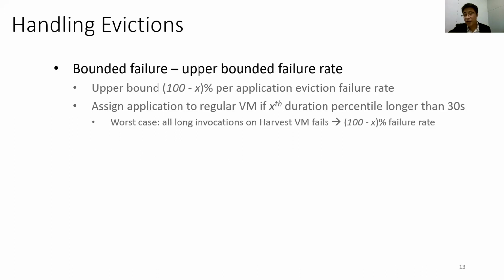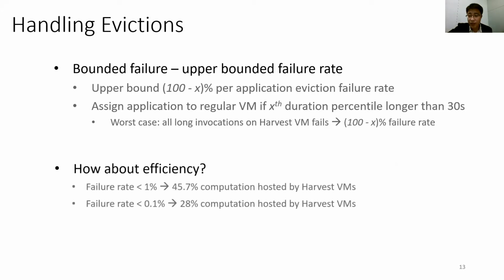So we've seen that offering 100% reliability is expensive. So let's look at the bounded fear strategy, which provides an upper bound on the fear rate by bounding the fear rate of each application. If you want to bound the fear rate by 100 minus X%, we check the X duration percentile of each application and assign the application to a regular VM if it is longer than 30 seconds.